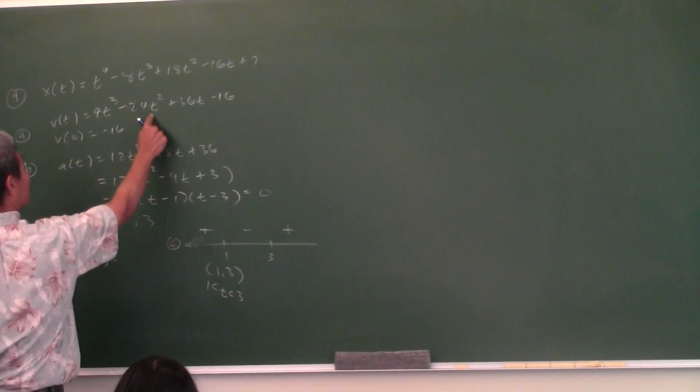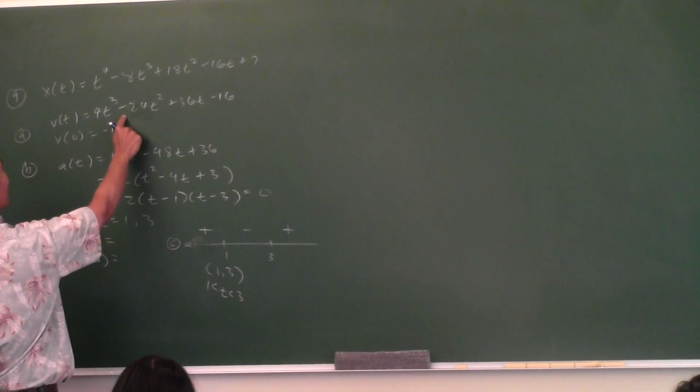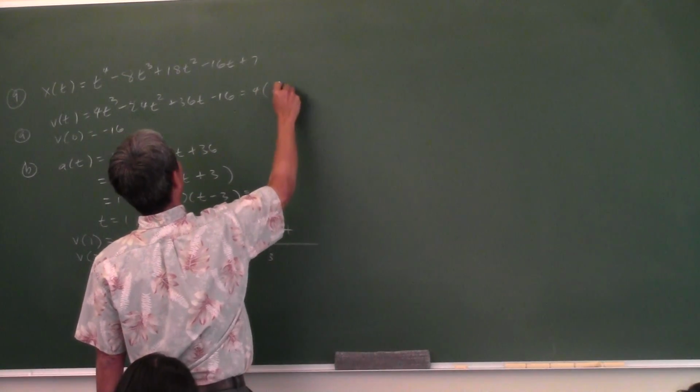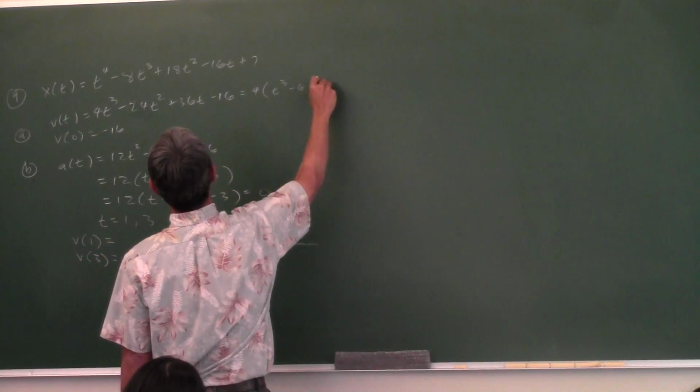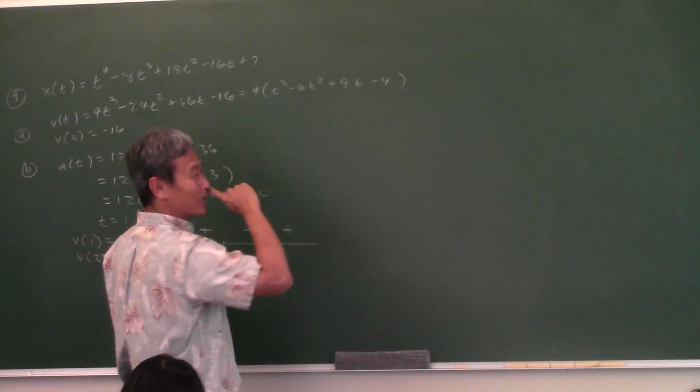So here's the velocity. We already have a number line for the acceleration. How the heck am I going to make a number line for that? You got to factor it, so take out a 4, and you get t cubed minus 6t squared plus 9t minus 4. And how do I factor when there's a cube?